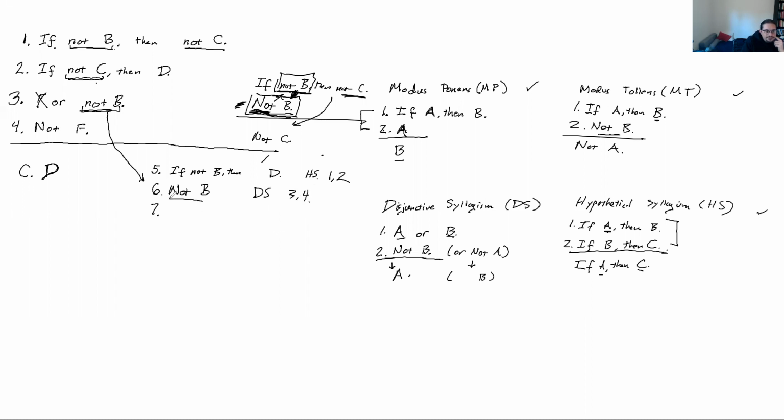Now we see this agrees with this, just like I was showing up here, except now we have the D. If not B is true, then D is true. Not B is true. In other words, B is false. If B is false, then D. So that gives us D down here. That comes from modus ponens 5 and 6. So what we had here was hypothetical syllogism, disjunctive syllogism, and modus ponens.